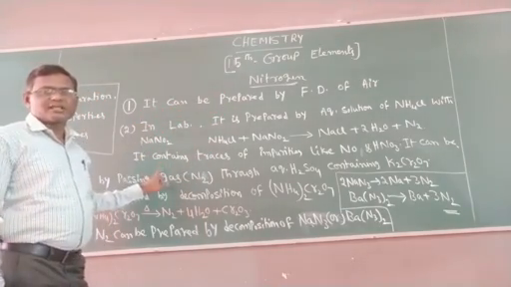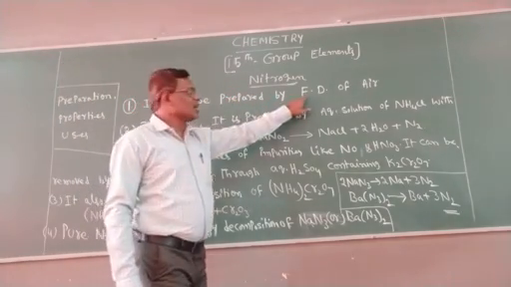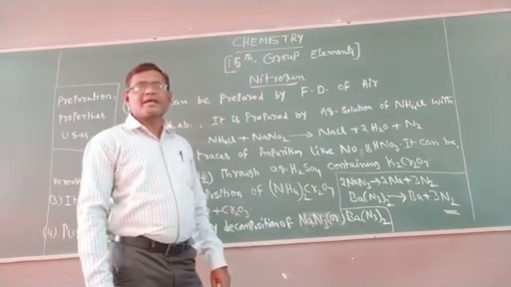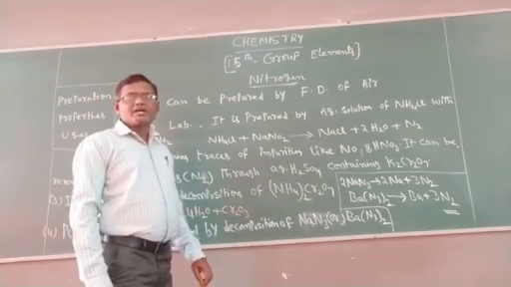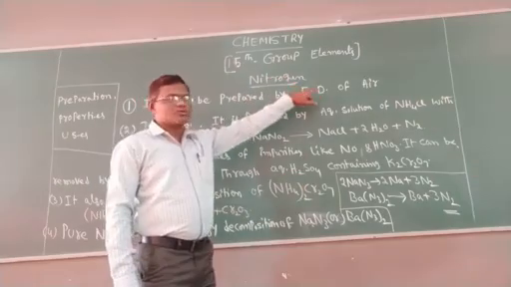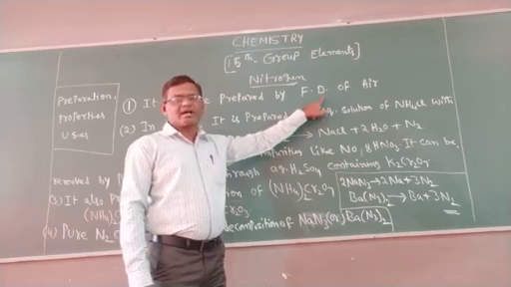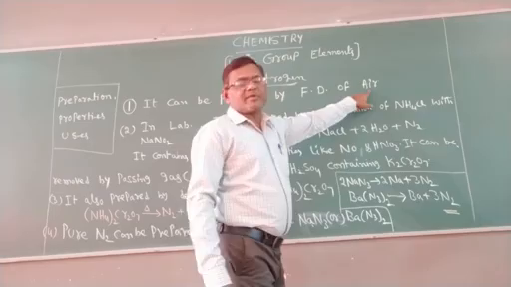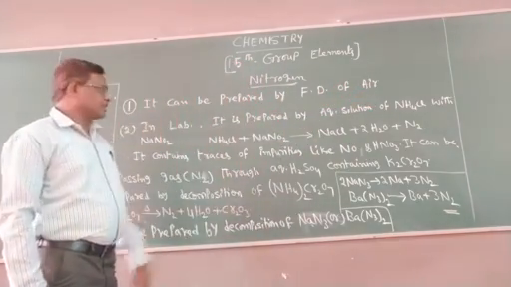There are various methods, children. One of the methods is that it can be prepared by fractional distillation of air. You know, air contains 78% by volume of nitrogen. That is why the major component present in the air is nitrogen. So one method of preparing nitrogen is fractional distillation. We use air as the substance, and the fractional distillation of air gives nitrogen. This is one of the methods.